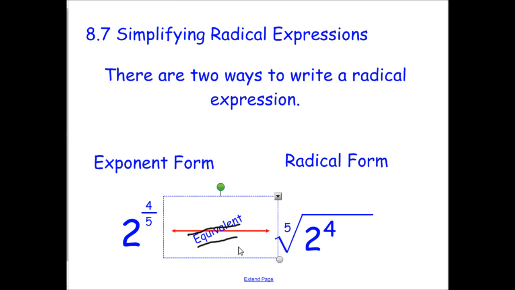So these are equivalent. If we look at 2 to the 4/5, the number on the bottom is what root we're talking about, and the number on top is the power. So just jot down that these two things are equivalent, and this will help us later on today.